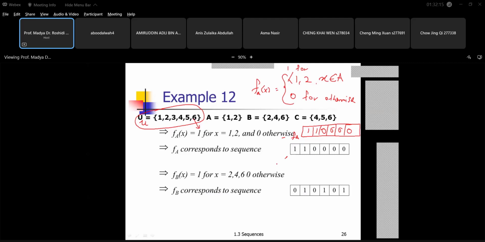That's why the answer looks like this representation. For B, which involves 2, 4, 6, we take the locations of 2, 4, 6. So for the existing values at these locations we put 1, 1, 1. Others 0.